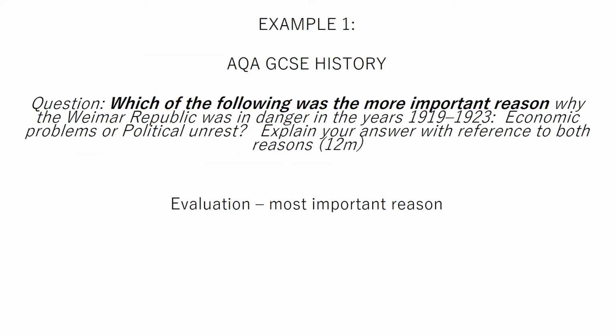So, we're going to look at a few examples. The first one here is GCSE history. The question says, which of the following was the more important reason? So when you see a question like this, you have to evaluate. So the question is now, when you have to answer a 12-mark question, or when you are evaluating, what are the different skills you need to demonstrate? What will the examiners be looking for?